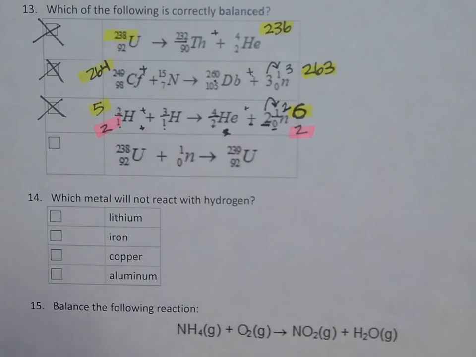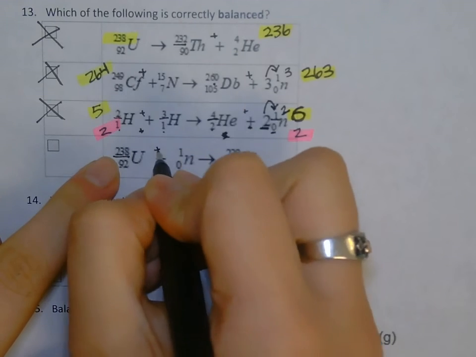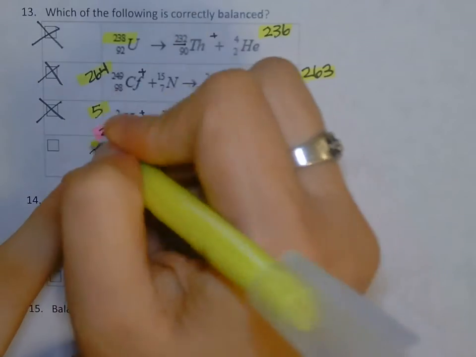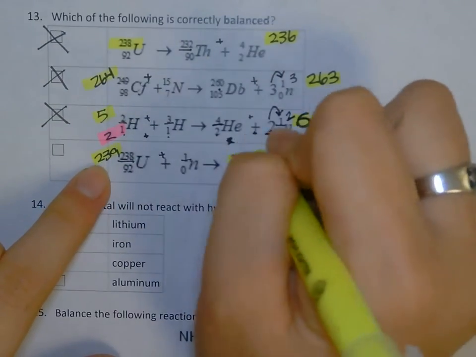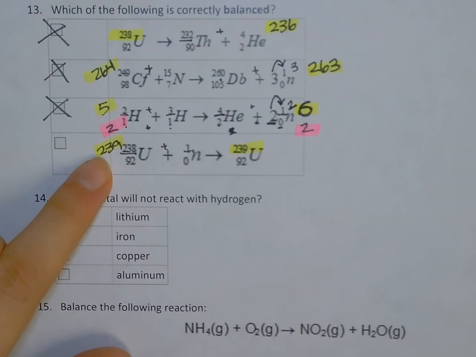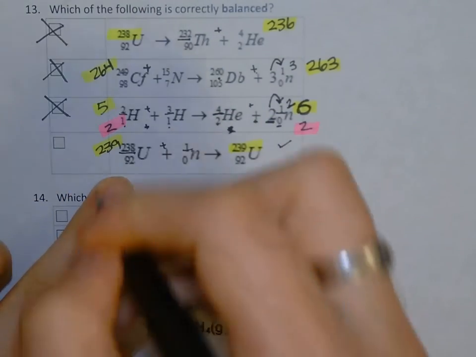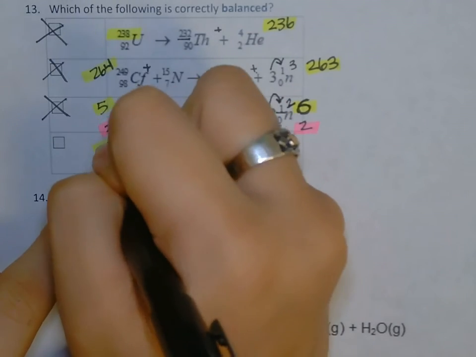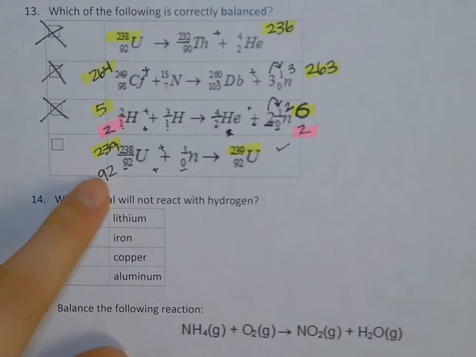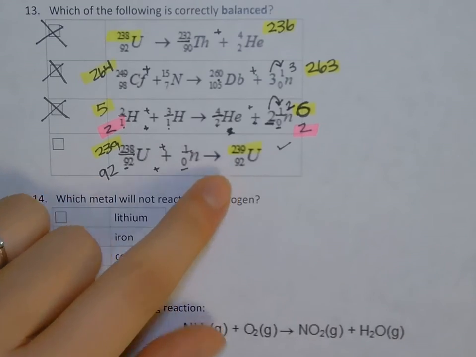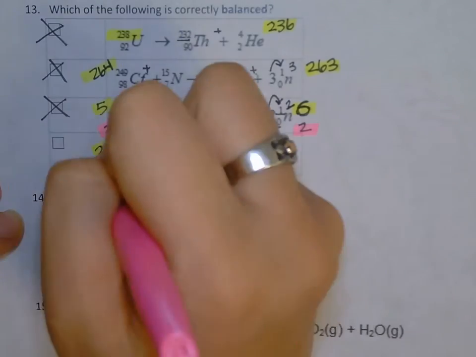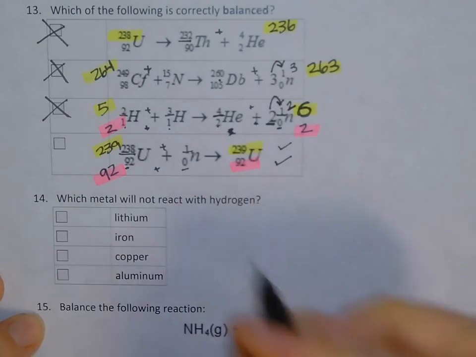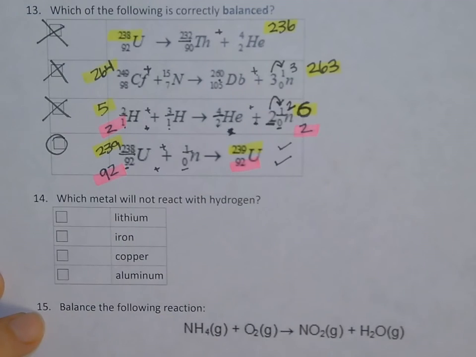All right, last one. 238 plus 1 is 239. I have 239 on my reactant side and 239 on my product side. That's matching. That's good. Check. I have 92 plus 0 is 92 as atomic number on my reactant side, and I have 92 on my product side. So 92 matches with 92, and that looks like a really good answer, and it's the only answer left, and they're balanced, so it is probably D.